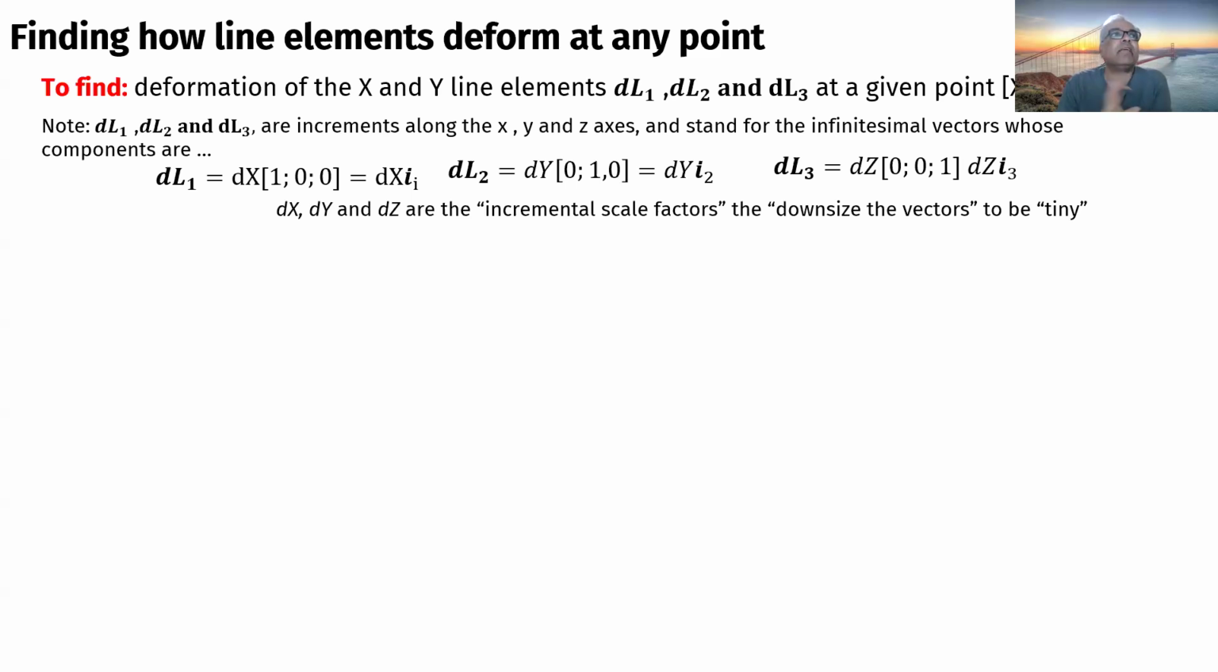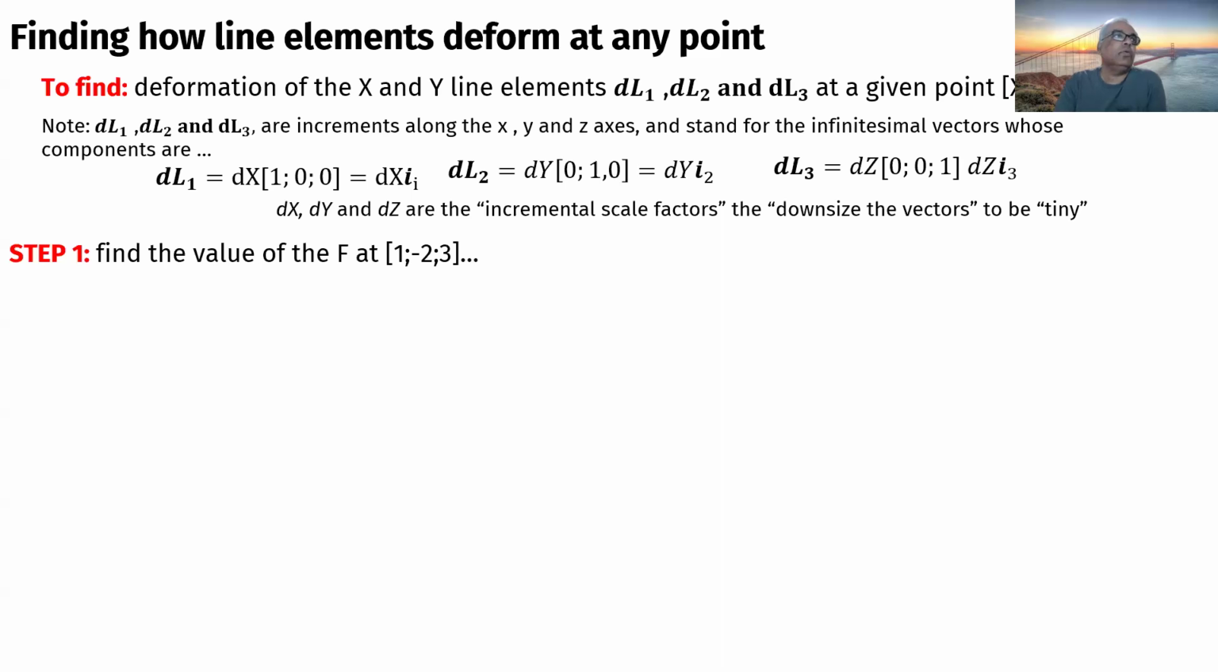They are the incremental scale factors, and what they do is they will take our vectors and scale them down, downsize them so that they can be tiny. How tiny is up to us, but we keep it tiny enough so that second order terms can be neglected. That's the idea.